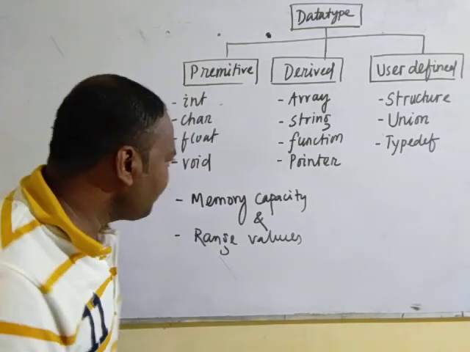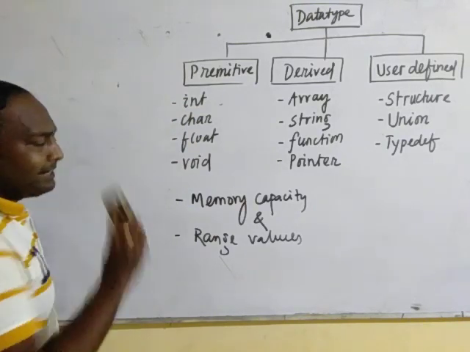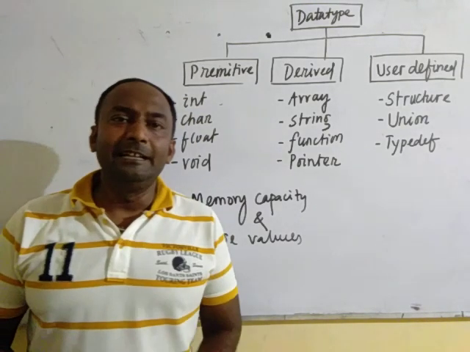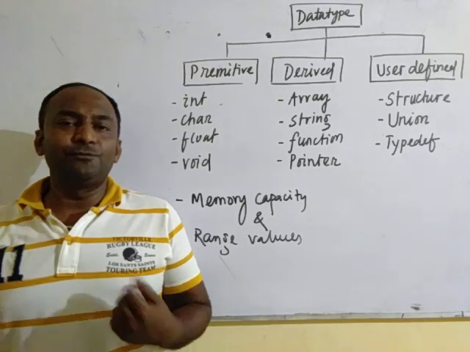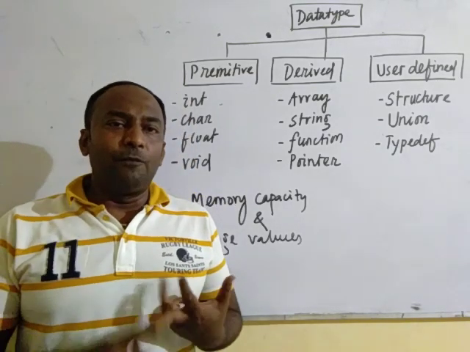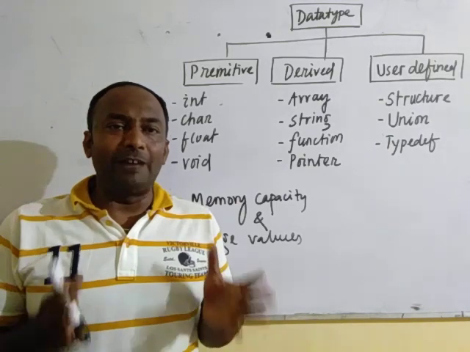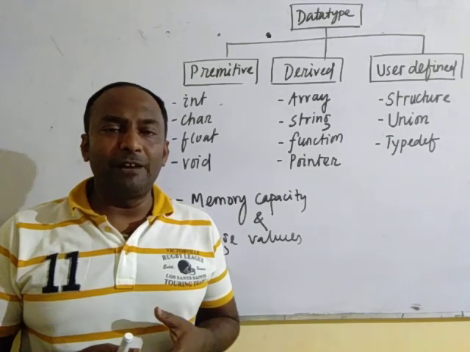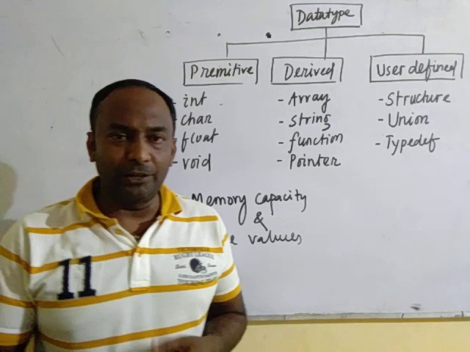So mainly we discussed that data type defines what type of data a variable can store. It determines what type of data a variable can store. Second thing, it also determines the range of the values that can be stored in a type of variable and its memory location. Okay.